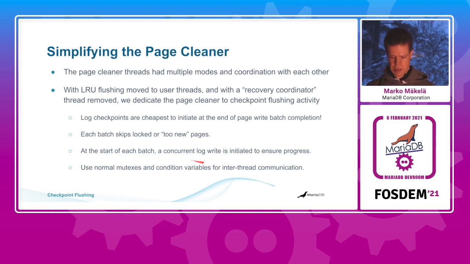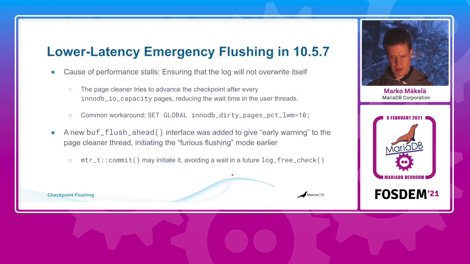Also, we are using normal mutexes and condition variables for synchronization. InnoDB used to have its home-brew mutexes and events, which didn't really scale well. For reducing the latency between user threads and this emergency flushing, which is trying to keep the checkpoint age small enough, we did some tweaks. For example, at the mini transaction commit, we can already initiate flush ahead in the page cleaner thread, so that the next mini transaction will not have to wait for checkpoint flushing to occur.